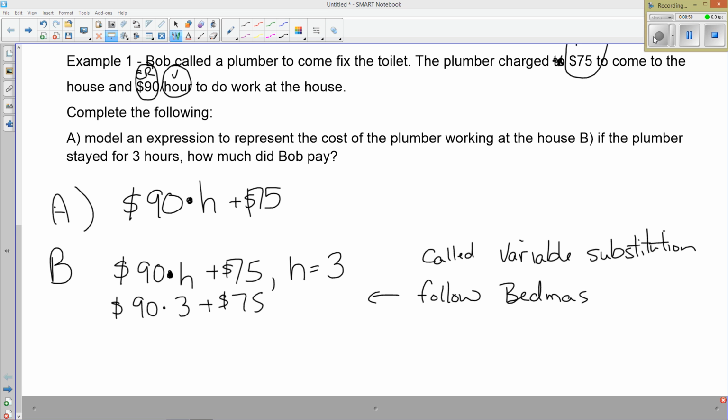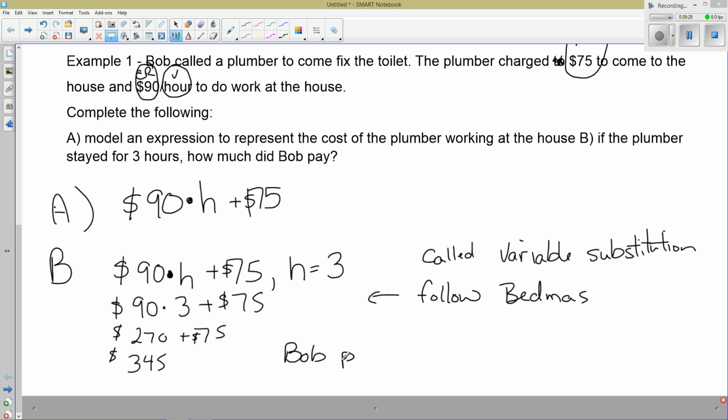Things you do. Alrighty, so at this stage, you just follow BEDMAS to figure out how much we actually have to pay this guy. 3 times 90 is 270. And then we have to add in the $75. Alrighty, so it equals $345. That's how much Bob has to pay. So Bob pays the plumber $345, just for showing up to do 3 hours work. And plumbers can actually get that costly. So this is kind of realistic.